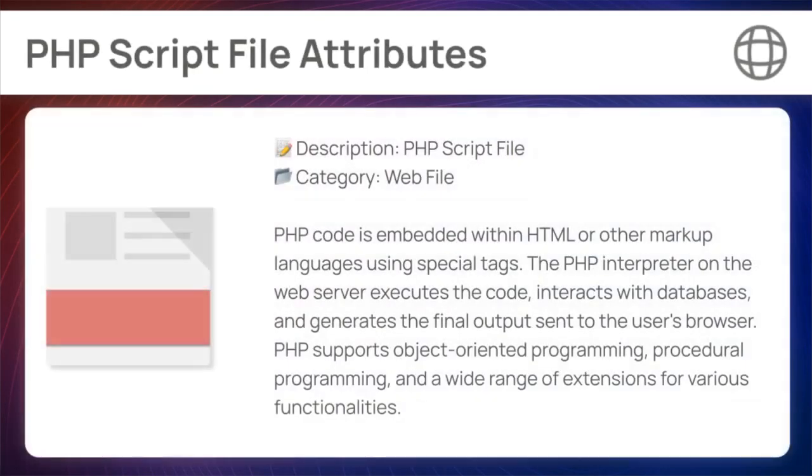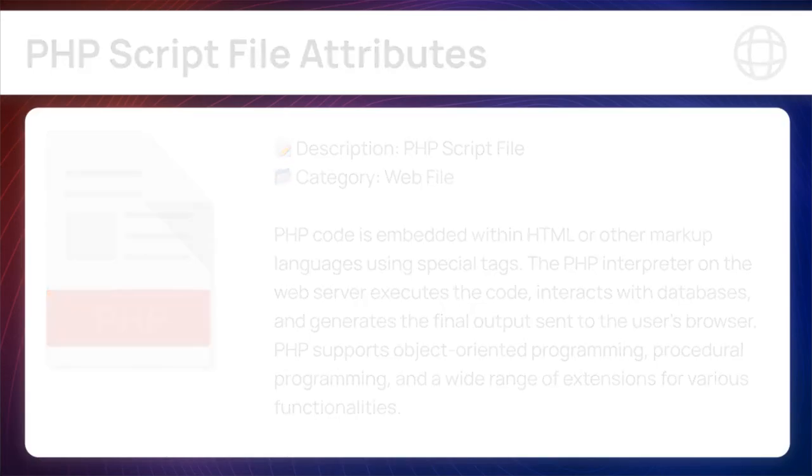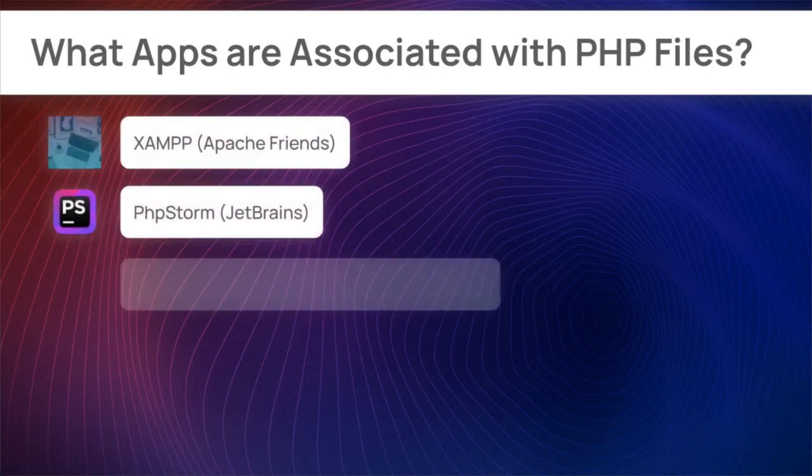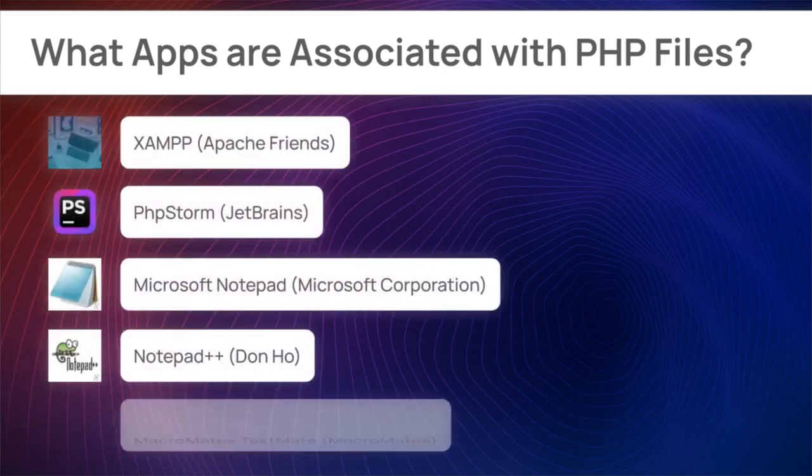PHP code is embedded within HTML or other markup languages using special tags. The PHP interpreter on the web server executes the code, interacts with databases, and generates the final output sent to the user's browser. PHP supports object-oriented programming, procedural programming, and a wide range of extensions for various functionalities. The source application for PHP is frequently listed as XAMPP from Apache Friends.